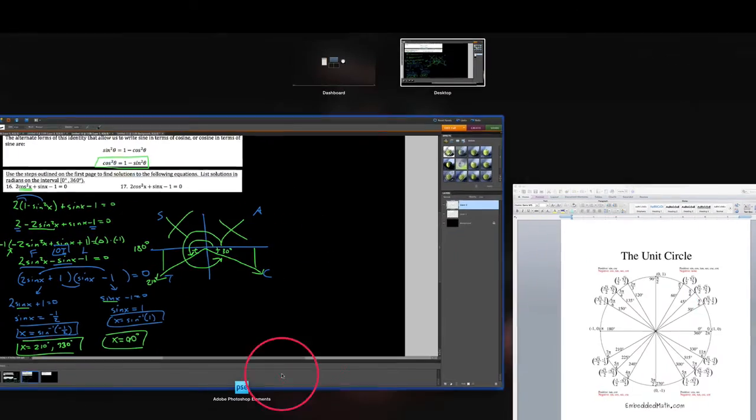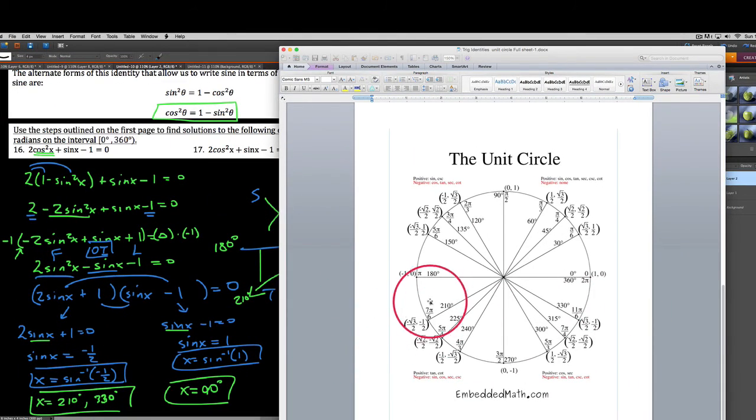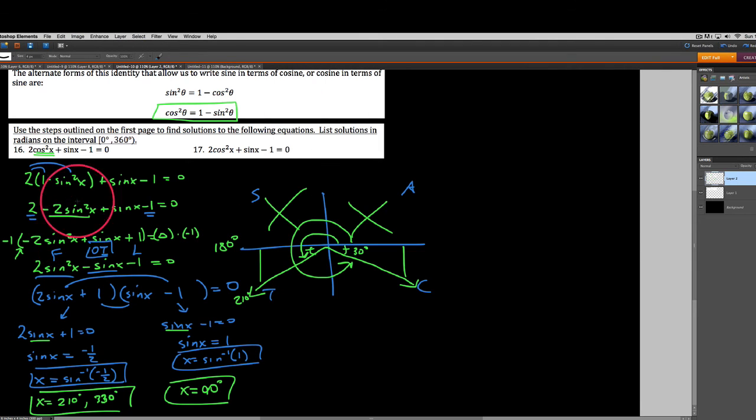So the last thing I'd have you do is just go ahead and check on your unit circle. These things would be really easy to determine as well. Sine is negative a half right here and right here, and so at 210 and 330, like we said, but also it's equal to 1 up here at 90 degrees. So once you get through doing this, it's always good, if you have it available to you, to check your unit circle to reference that. But yeah, we sometimes are going to need to make Pythagorean substitutions in order to be able to factor something.